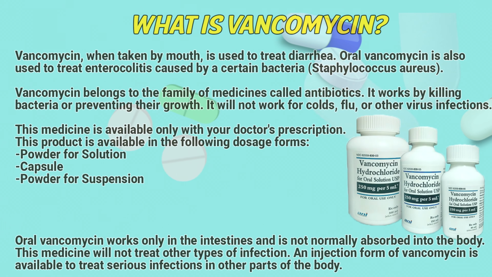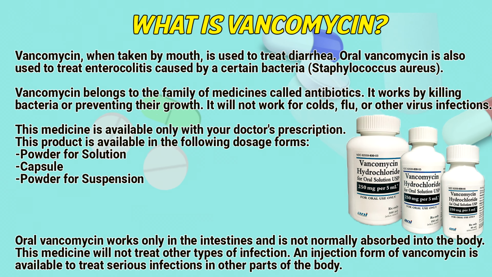What is vancomycin? Vancomycin, when taken by mouth, is used to treat diarrhea. Oral vancomycin is also used to treat enterocolitis caused by certain bacteria. Vancomycin belongs to the family of medicines called antibiotics. It works by killing bacteria or preventing their growth.